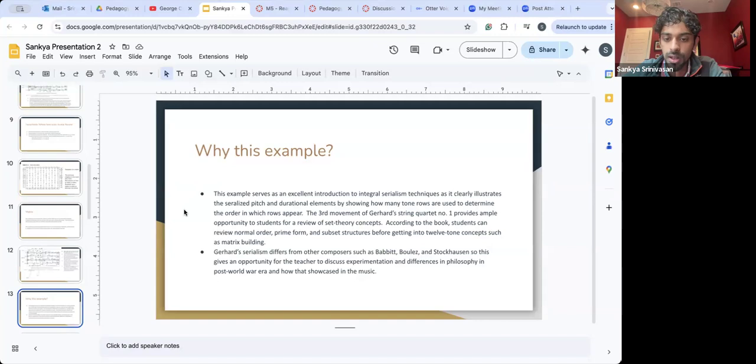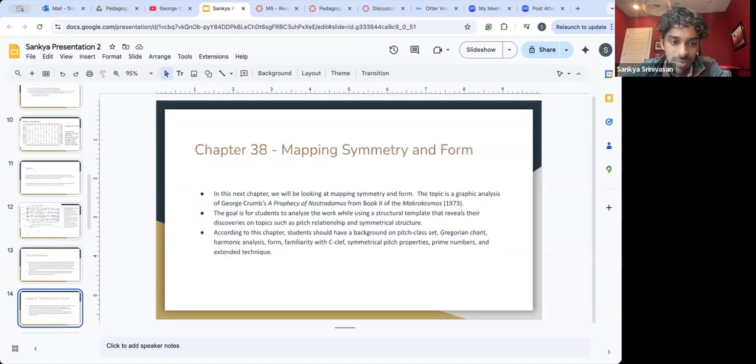rows appear. The third movement of Gerhard's String Quartet No. 1 provides ample opportunity for students to review set theory concepts. And according to the book, they can review normal order, prime form, and subset structures before they get into 12-tone, such as matrix building. And in his serialism, Gerhard differs from other composers such as Babbitt, Boulez, and Stockhausen, so this gives an opportunity for the teacher to discuss experimentation and differences in philosophy in the post-World War era and how that's showcased in the music.